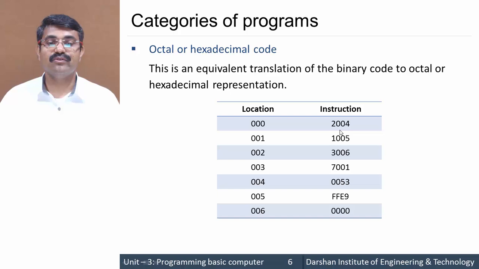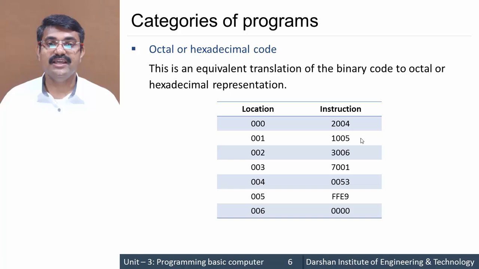1005, we don't know. So we should have some table or some list which specifies that if this add instruction is there, then the code is 1005. We'll come to that later part. So this is another form of representation.